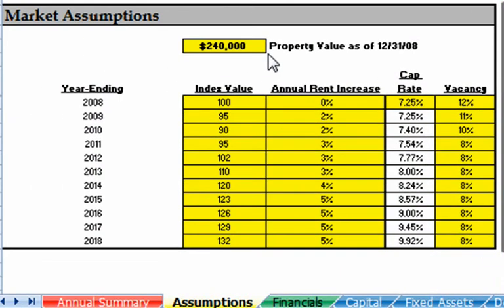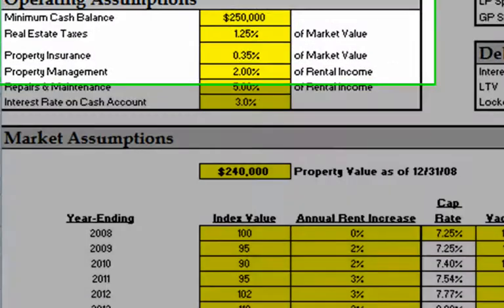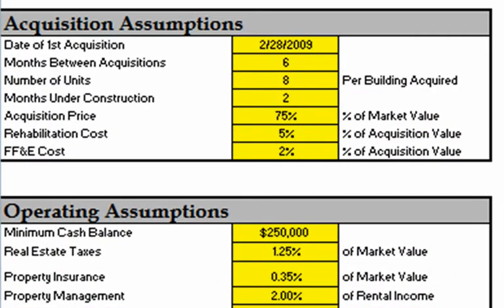Under the market assumptions, we start with the current market price per unit. The index value then adjusts the median price per unit over time. For example, at the end of 2013, the index is 110. This means the median price will be 10% higher, or $264,000. To the right, we are able to adjust changes in the market fundamentals that will affect the operating success of the properties. Next, we have the acquisition assumptions.